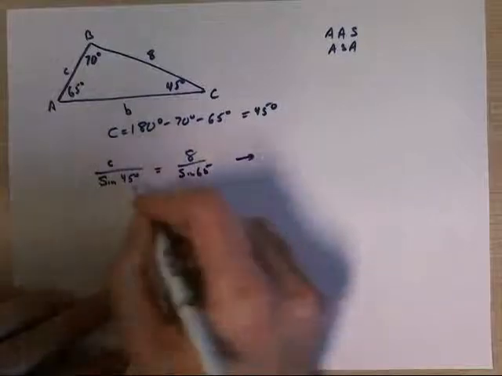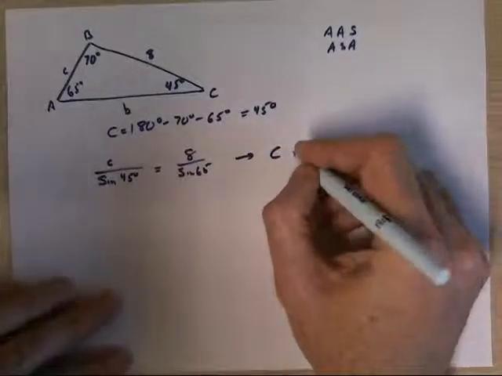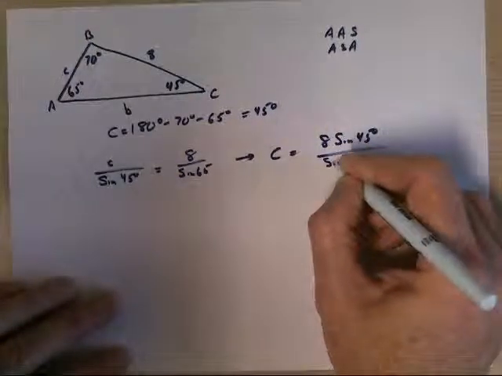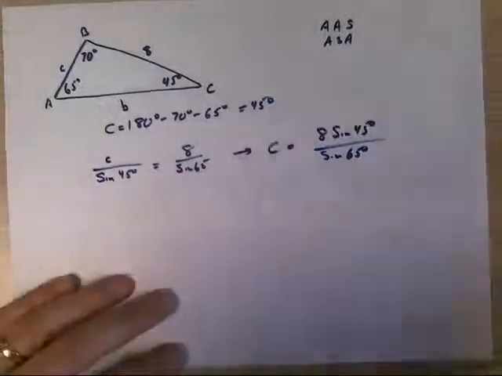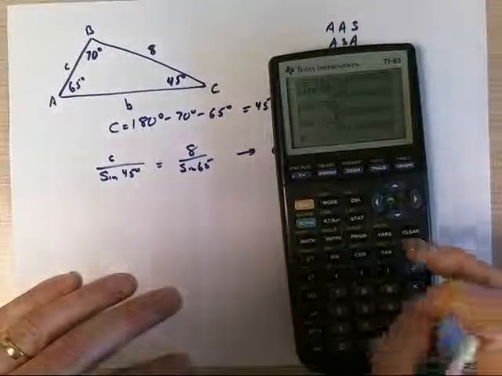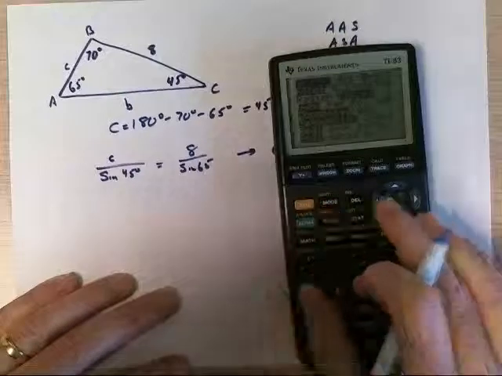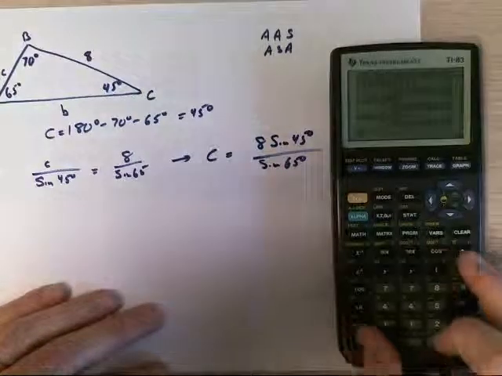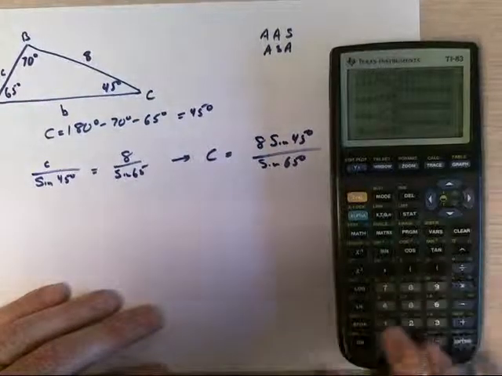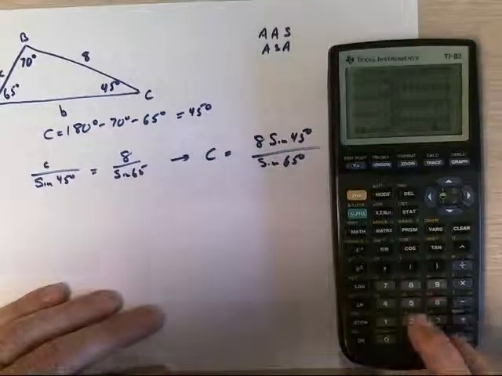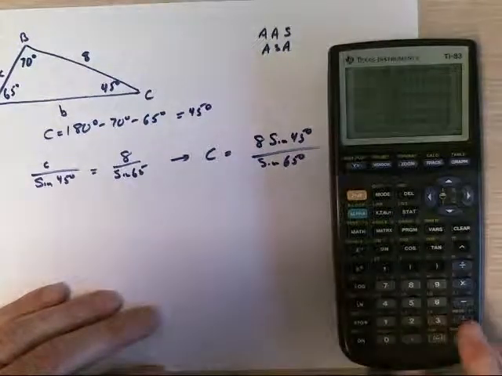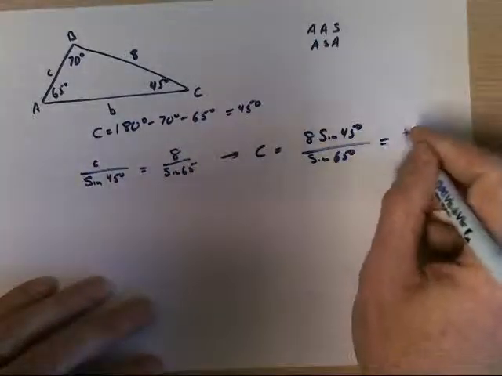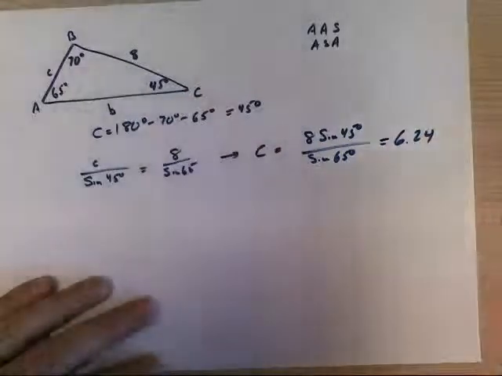Once I've got that, I can multiply both sides by that denominator and get that C equals 8 times the sine of 45 degrees divided by the sine of 65 degrees. So I pull out my trusty calculator here. I don't know if you can see it. Maybe you can. Let's do a quick check of the mode. I'm in degree mode. Good. So I'm going to do the calculation 8 sine 45 divided by the sine of 65. And I get 6.24 and some change. All right.